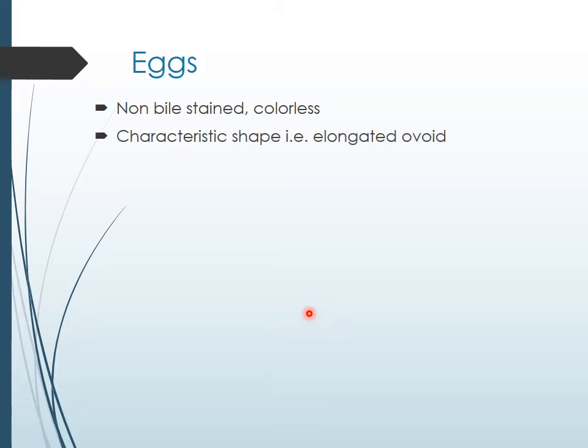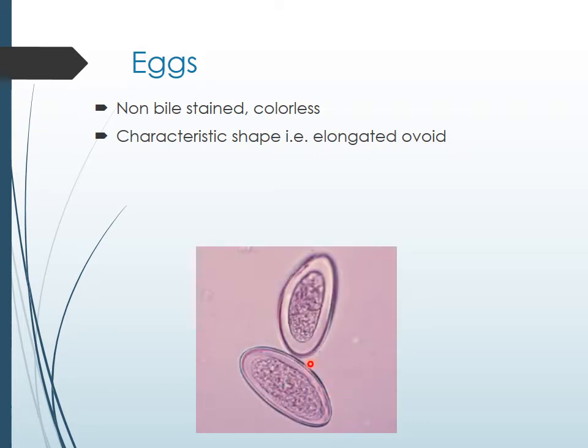If we see the morphology of eggs of this worm, they are non-bile stained. So they would not take the bile from the intestine and look colorless. The shape is very characteristic. It is elongated and oval. So this is the shape.